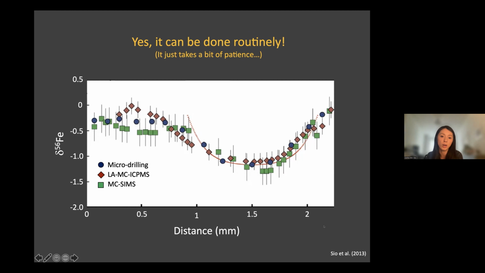One is micro drilling, where you use a dental drill bit to drill into the crystal, digest the powders, do column chemistry to purify iron. And then I measure the iron isotope composition on MC-ICP-MS. So that set of data is shown in blue. And then the same crystal was also analyzed using laser ablation MC-ICP-MS. So these error bars, they're 1 SD. So that is the red diamonds. And the green data points, they are measured using the 1280 SIMS, a multi-collector SIMS. So it has the largest error bar because the matrix effect was the largest in SIMS.